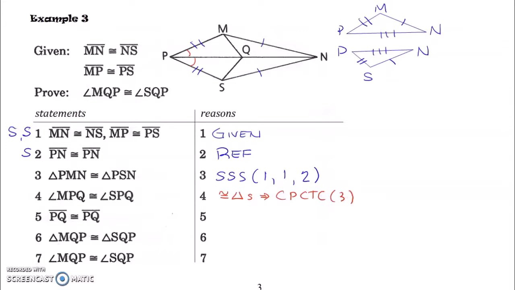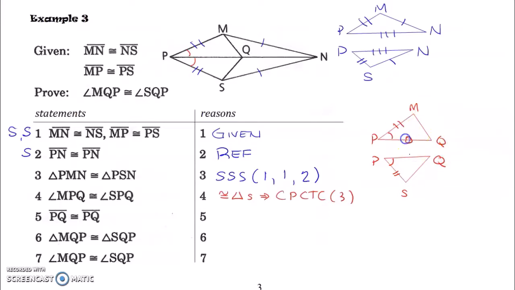And I think I should draw those out separately as well. Hint, hint. And I know I went ahead and drew the whole triangle because I know that MP is congruent to SP. And now these are the corresponding parts.